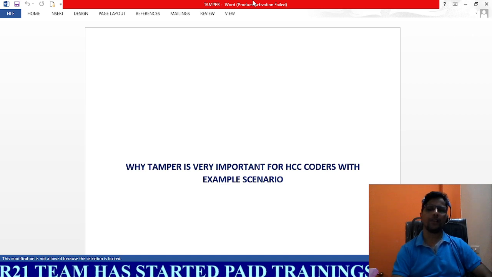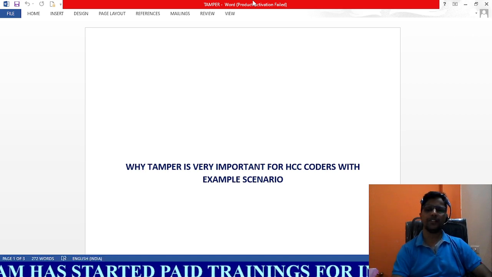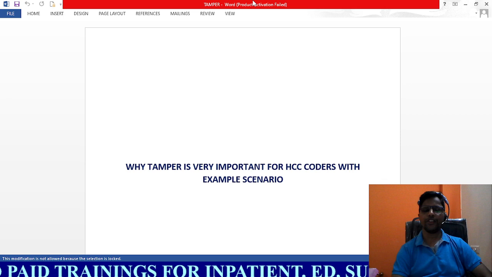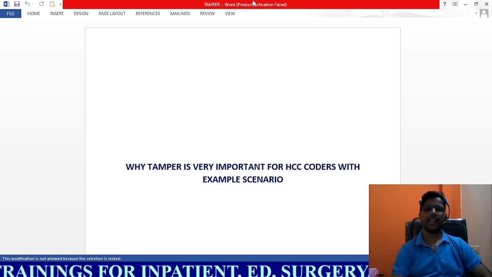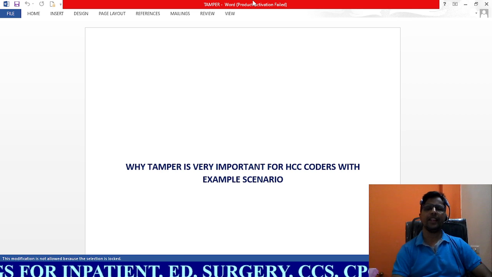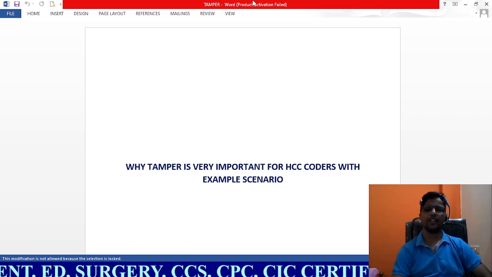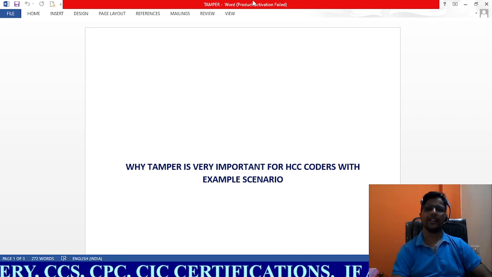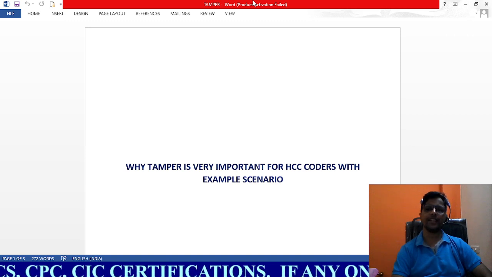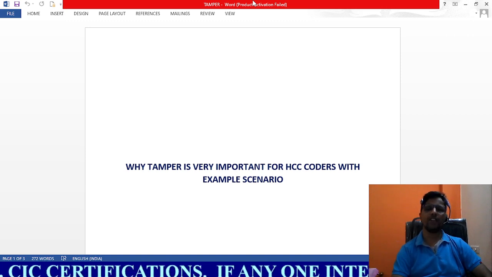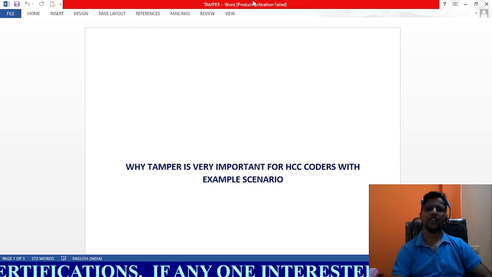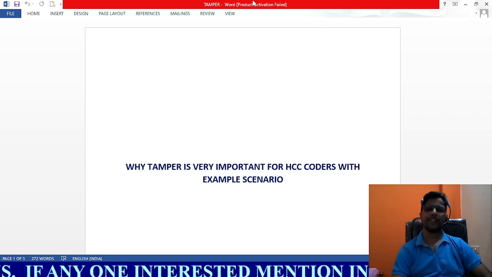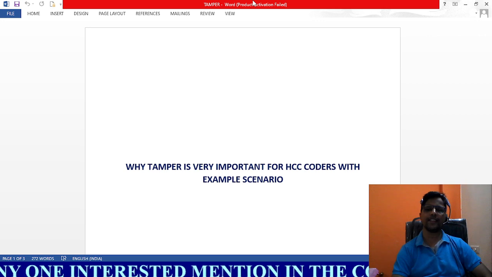So today our topic is why TAMPER is very important for HCC coders, with an example scenario. As all of us know, if you are planning to work as a medical coder, initially you can work as an HCC coder. In HCC, if you know two concepts, we can code any chart very easily. One is MEAT concept, one is TAMPER. We have already created one video for MEAT concept, which we will put in the description of this video. And today we are going to learn why TAMPER is very important for HCC coders with an example scenario.